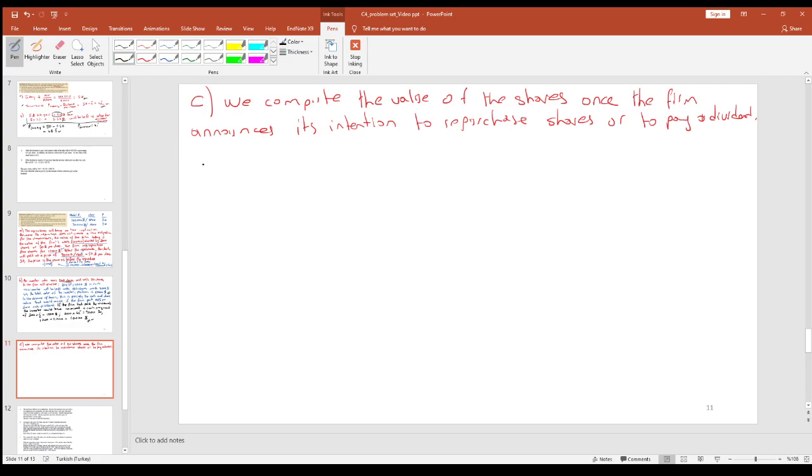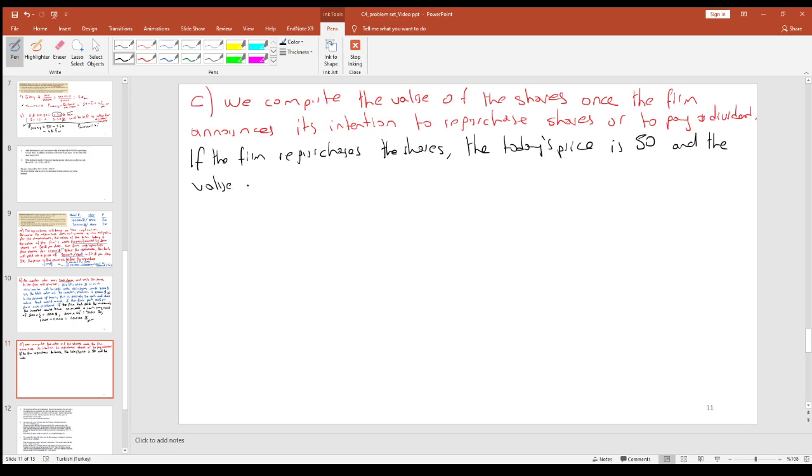If the firm repurchases shares, then today's price is $50, and the value of the firm is $50 times 2,000 shares, which, if they pay dividend or repurchase, will be equal to $100,000.